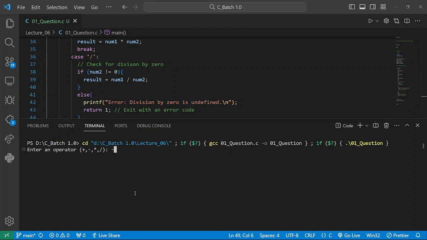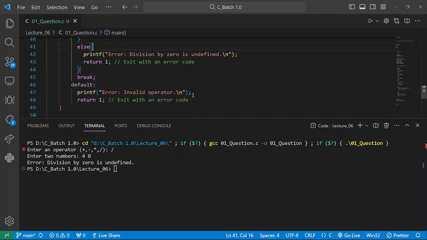So let me perform a division. Length and two numbers, 4 and 0. So the error: division by 0 is undefined. You can see the error I got. Where is that error?